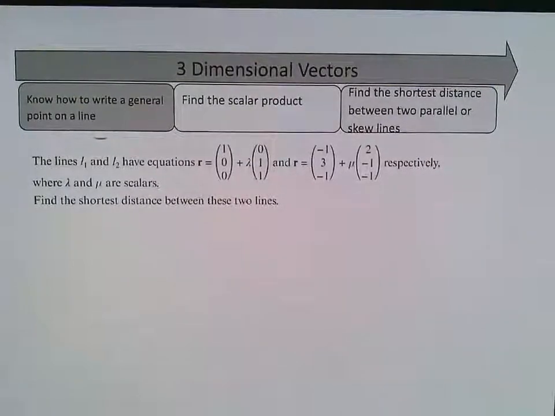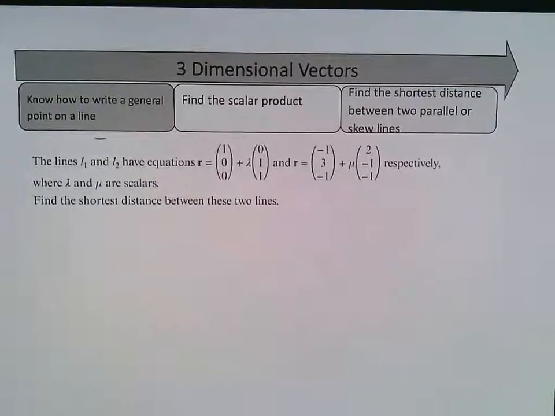In this video I'm going to go through how to find the shortest distance between two vector lines in 3D, whether those lines are parallel or skew. So they're lines which don't intersect, because of course if they do intersect, the shortest distance between them is 0.